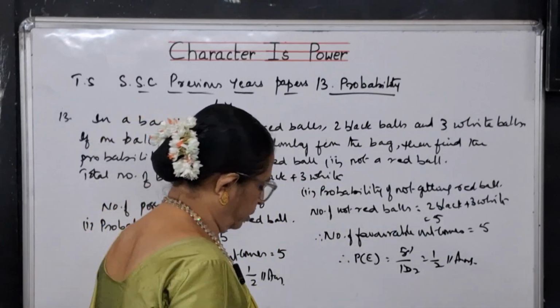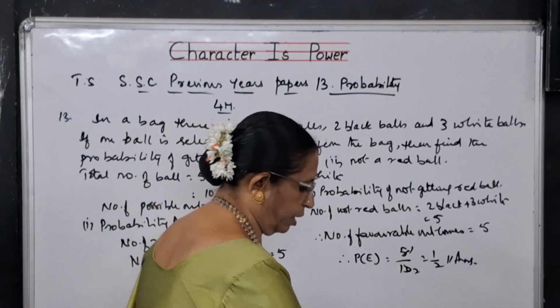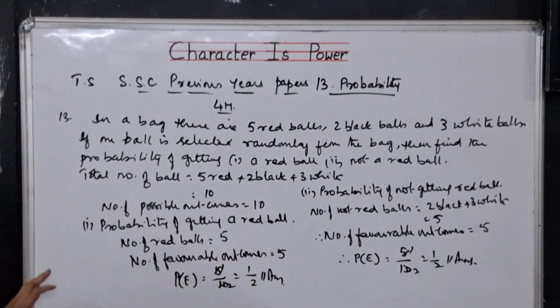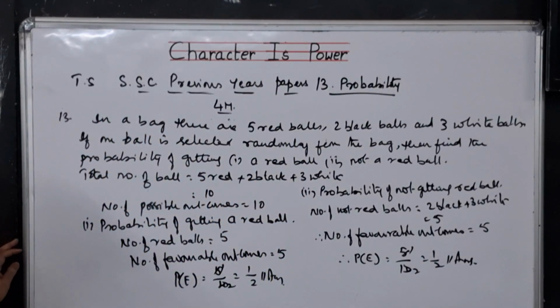Earlier you have got 2 different sums, children, but here you have got 2 together. So please be careful about red ball and not a red ball.